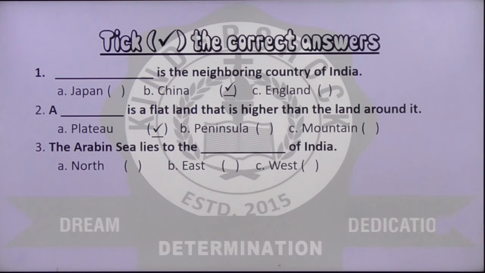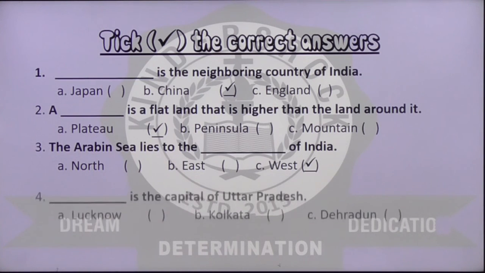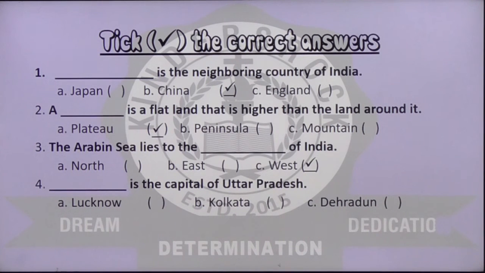The Arabian Sea lies to the dash of India. To the west of India, not the north and east. Okay, 4th one. Dash is the capital of Uttar Pradesh. What is the capital of Uttar Pradesh? Lucknow is the capital of Uttar Pradesh.